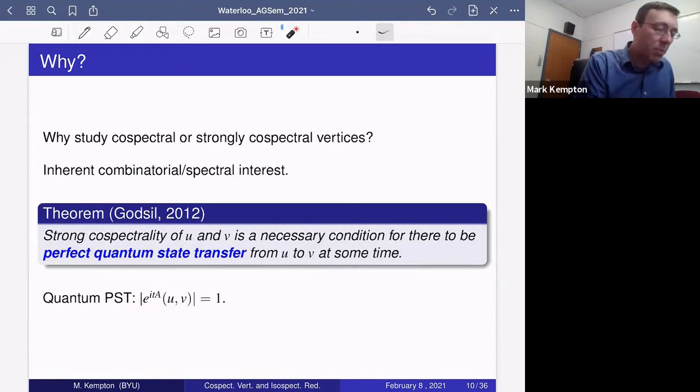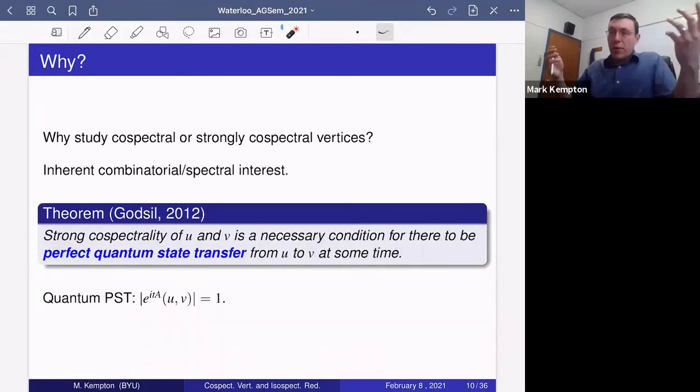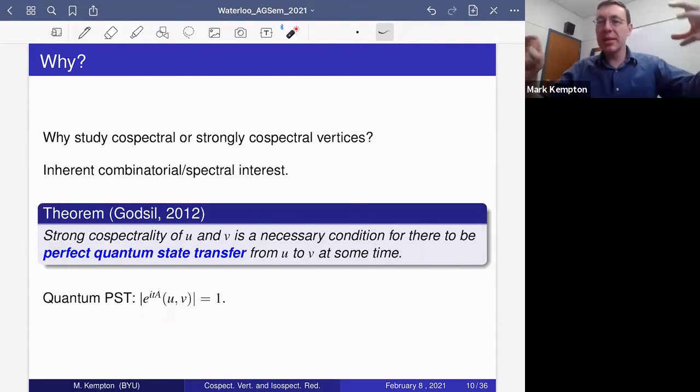We say that there is perfect state transfer from U to V if the absolute value of the UV entry of that matrix is equal to 1. And the theorem here is that strong cospectrality, and therefore cospectrality, is a necessary condition for there to be quantum state transfer from U to V. So in this literature of trying to construct networks in which quantum state transfer happens, a first step is to construct networks in which you have a pair of cospectral vertices.